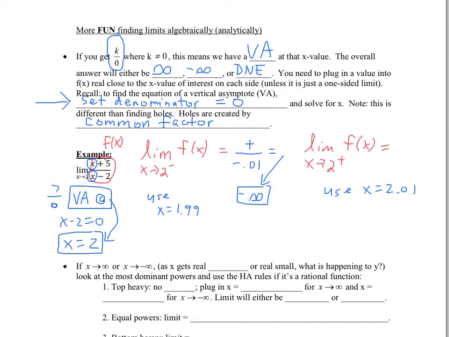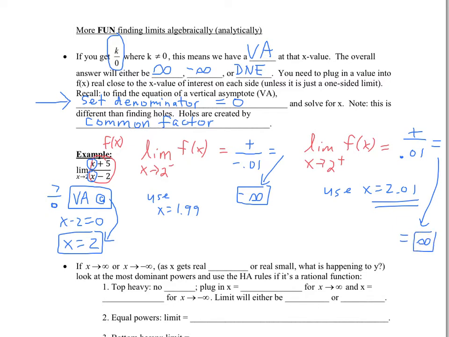Likewise, if we approach 2 from the right, something like 2.01, if we were to plug that in, in our numerator we'd see something positive again. In our denominator, we would have positive 0.01. So this time, that gives us a result of positive infinity.